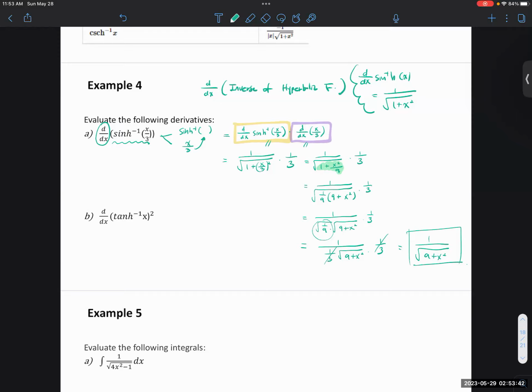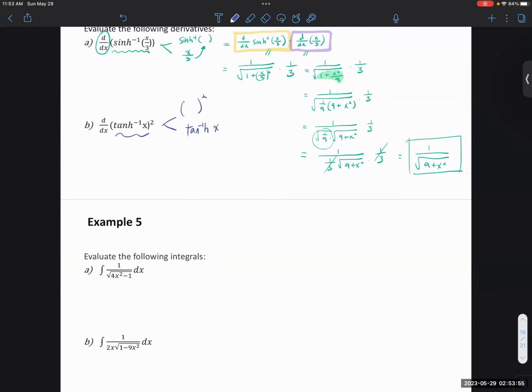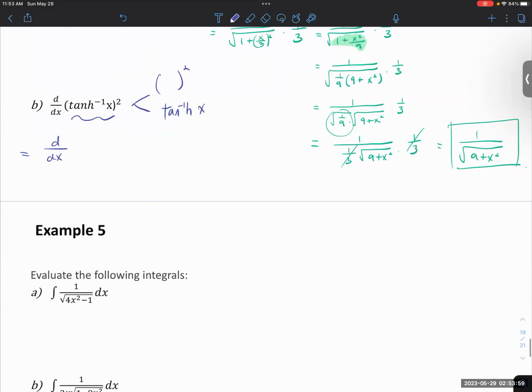All right, so one more question. I have a structure. Outside is a quadratic, tangent inverse hyperbolic x has been squared. So another chain rule. So outside, what is it? Tangent hyperbolic, second power. Inside, actually, yeah, it's a quadratic, and inside is only tangent hyperbolic inverse.